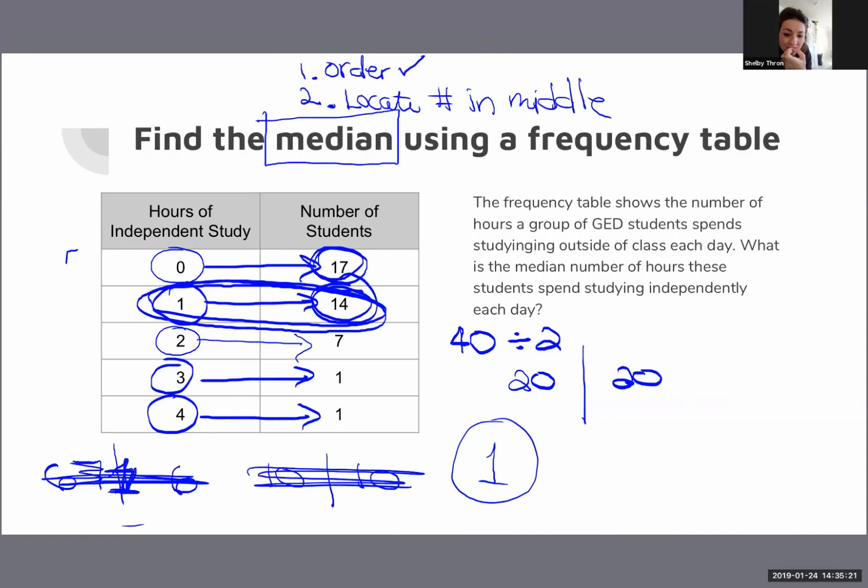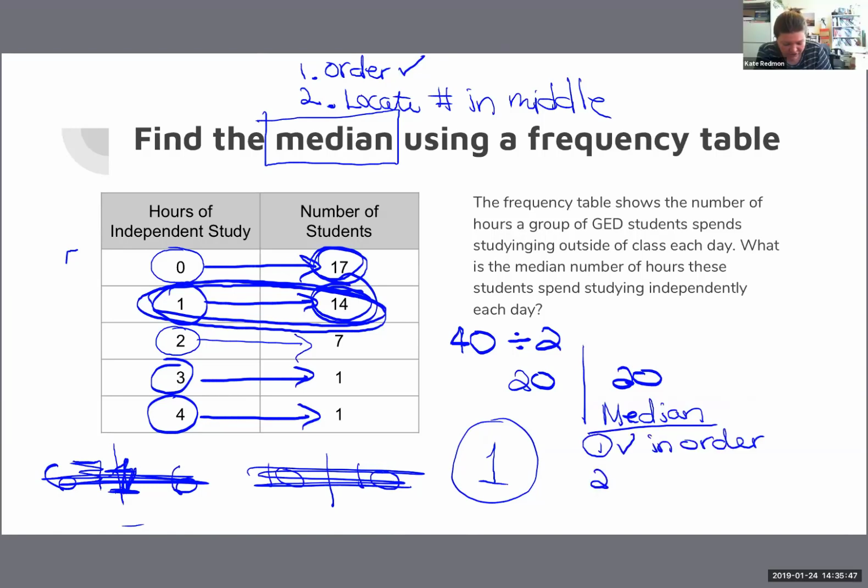Let's just do a basic synopsis of how we did the median. First, we checked to make sure the list was in order. It was in order. If it's on a frequency table, it's going to be in order, because we're trying to organize the information on frequency tables. So check, but it'll probably already be in order.